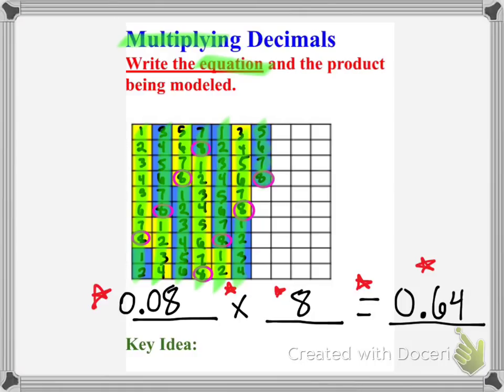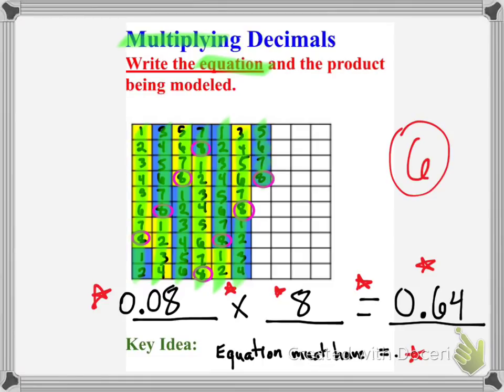And that's going to be the last star for the equation. The key idea is the same thing as the other one with the models. Equations must have an equal sign. And that's the last star for this problem. So again, on this one, you also get 6 stars for total.